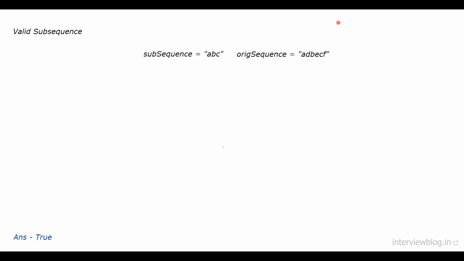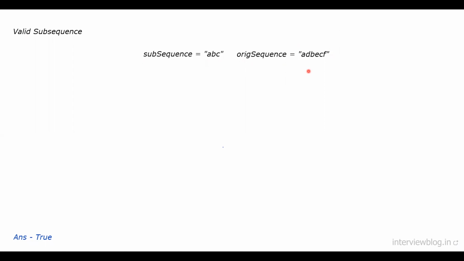In this video, we'll be covering the question valid subsequence. So the question gives us two strings where the first string represents the subsequence and the second string represents the original sequence, and it wants us to determine whether this first string is a valid subsequence of the second string, which is the original sequence.